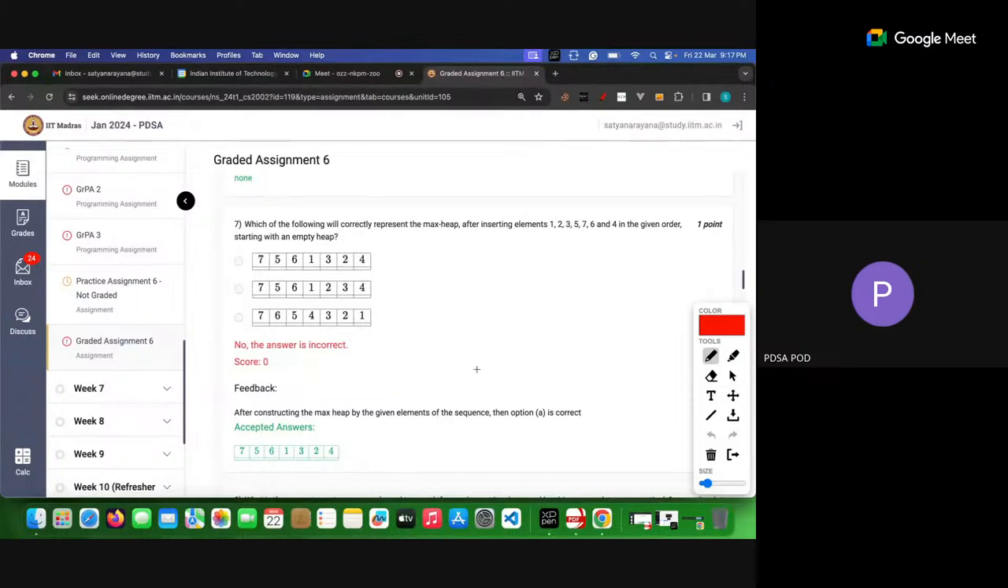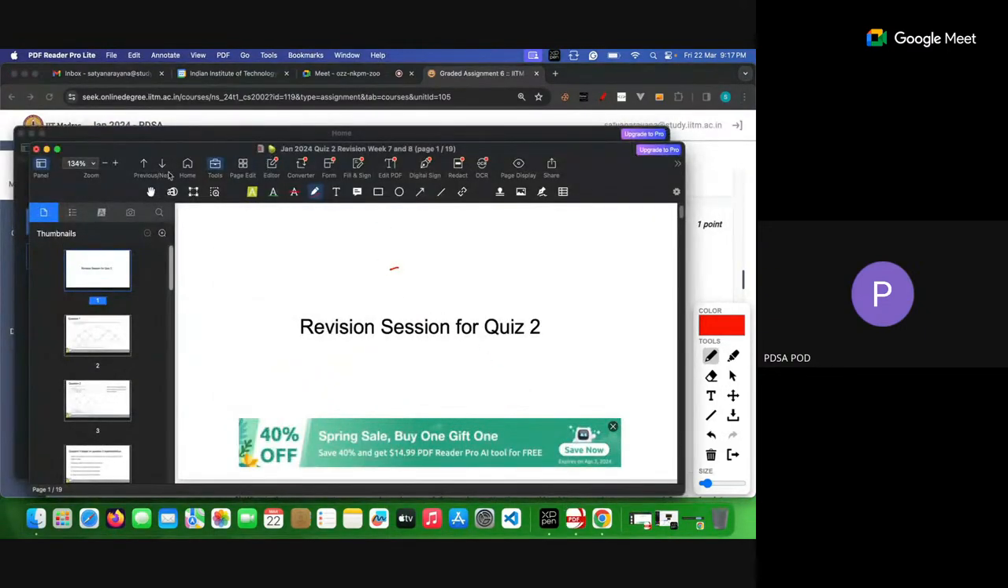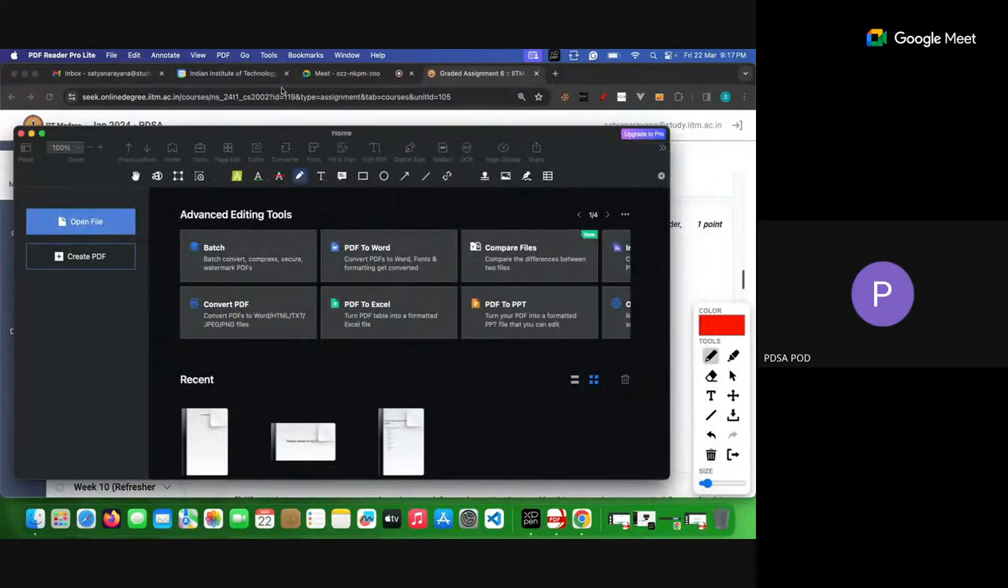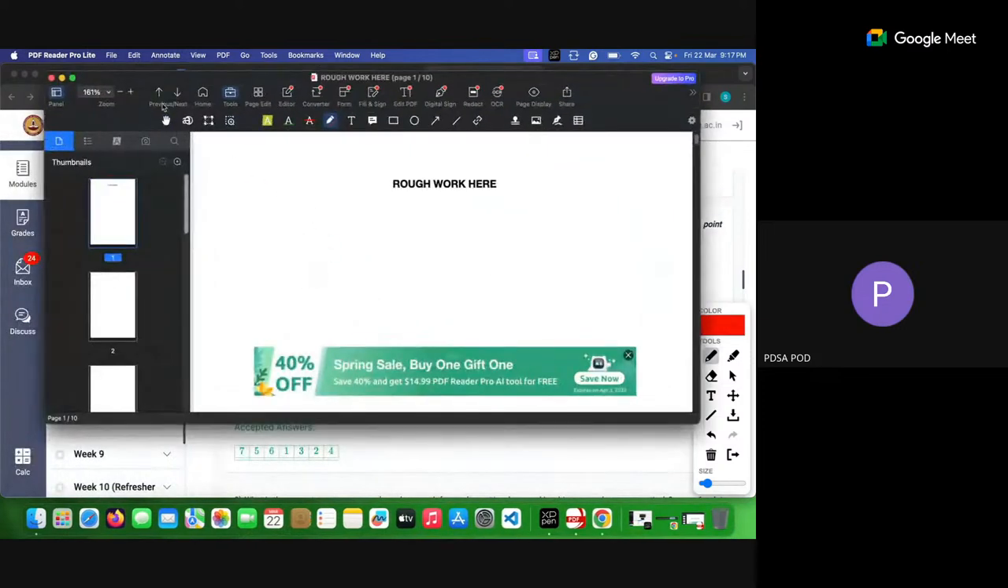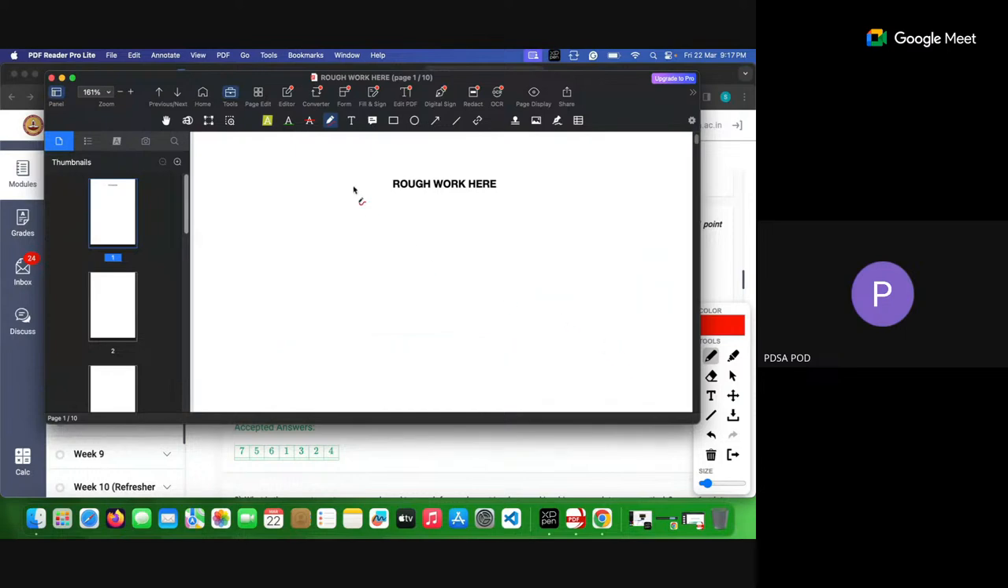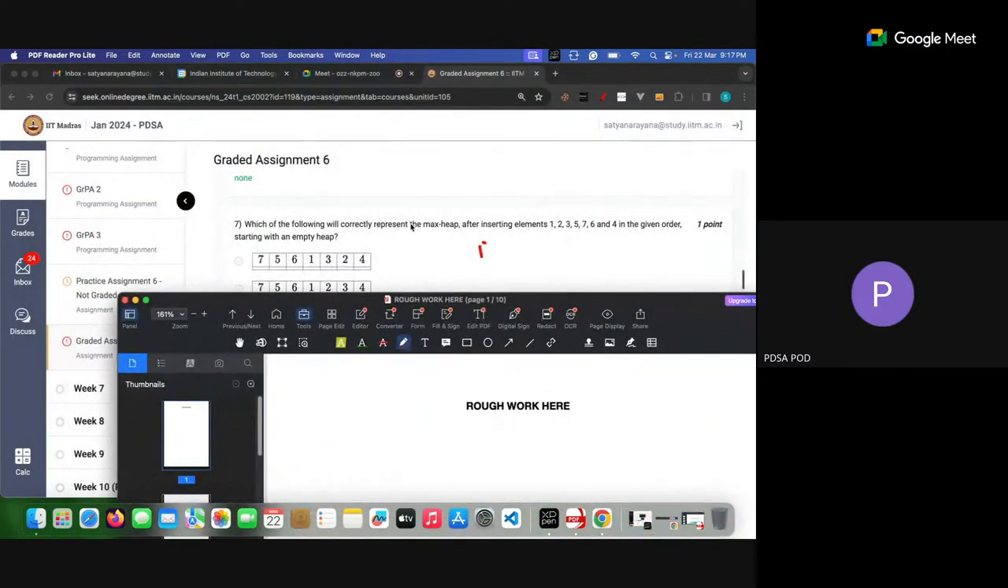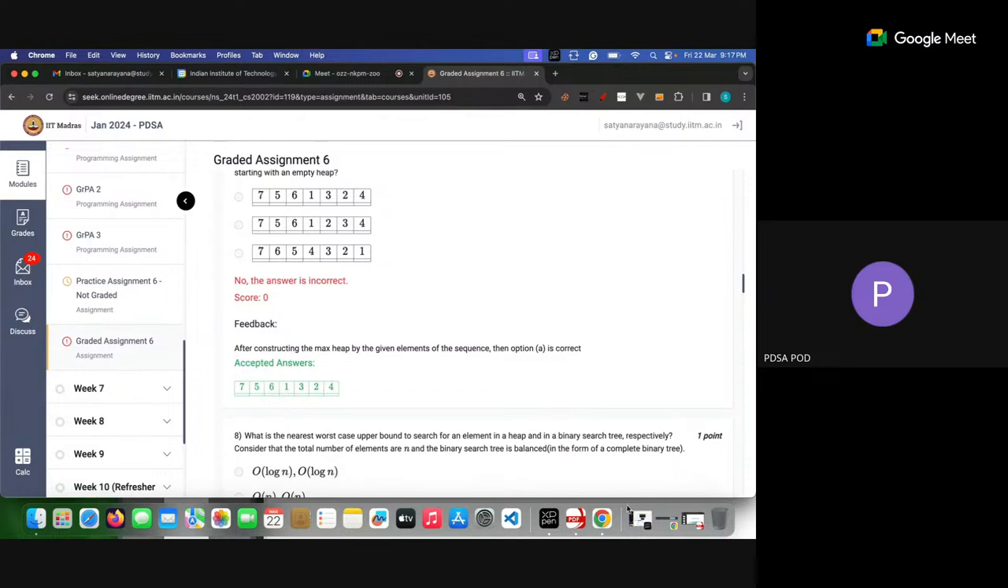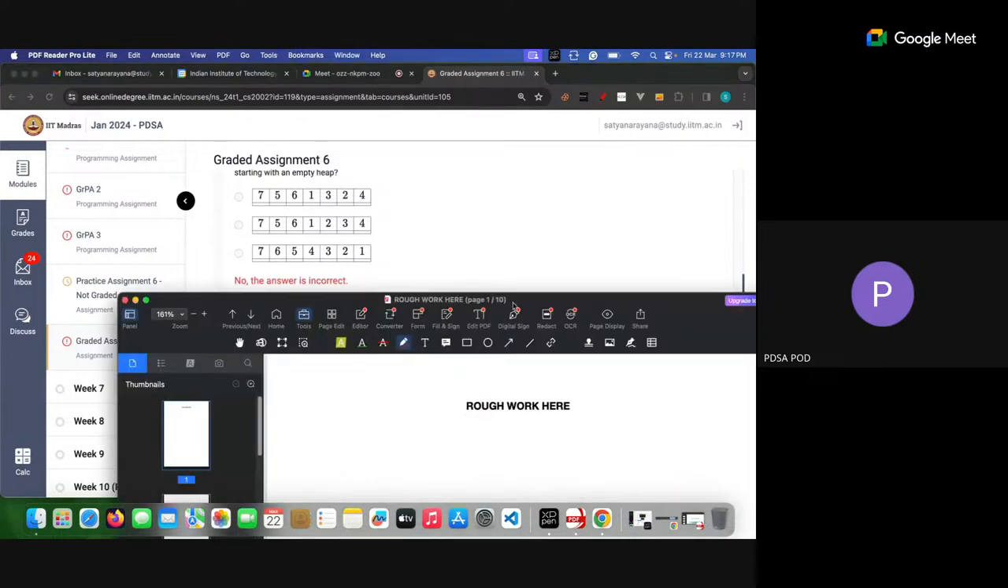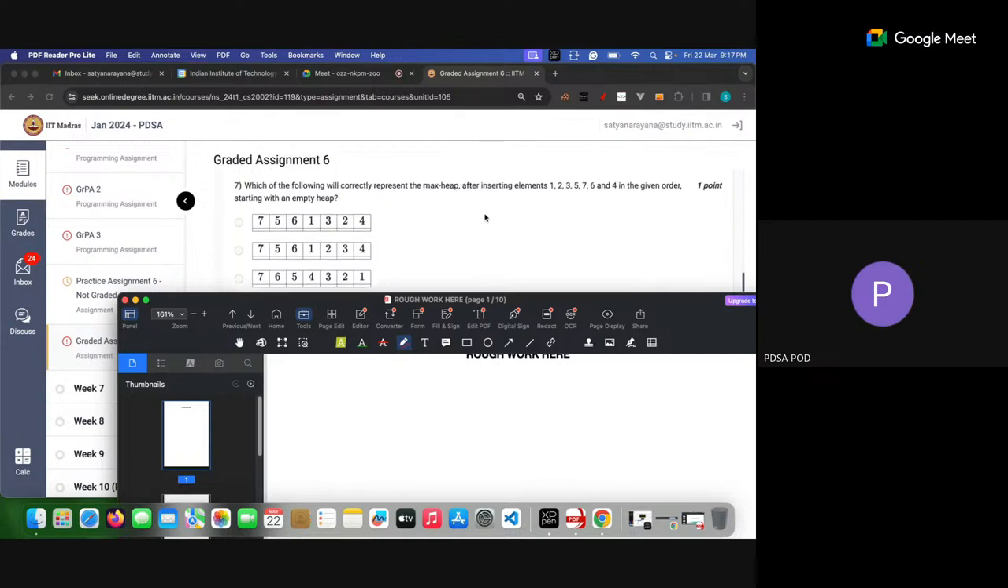Okay. See, look at this. The max heap condition is that the root must be greater than its left and right descendants. So first we are trying to insert 1. There was an issue, but that's not a problem. We try to use some other editor. This works better. So first we insert the value, which is 1.